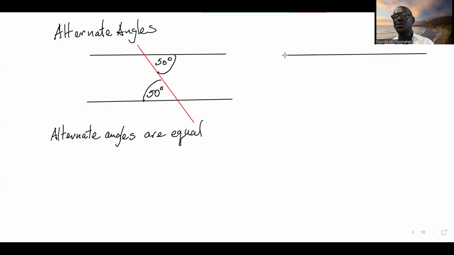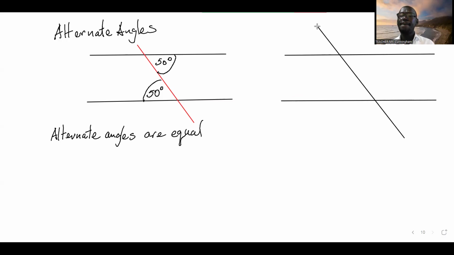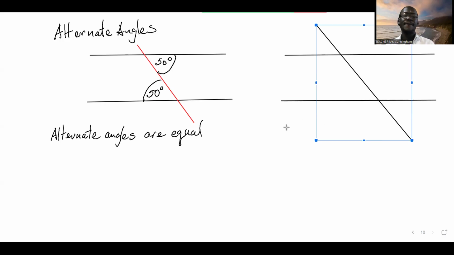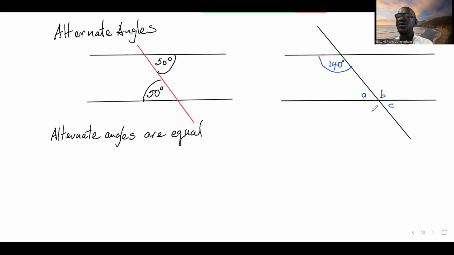So let me draw another pair because I want to show you how this could work. Let's say the angle was here. Let's call this 140 degrees. Where would be the alternate angle? Here, here, here, or here? Now, this one is kind of hard, so I'll actually tell you.